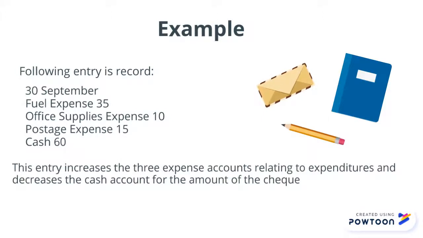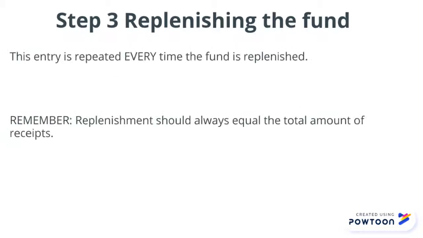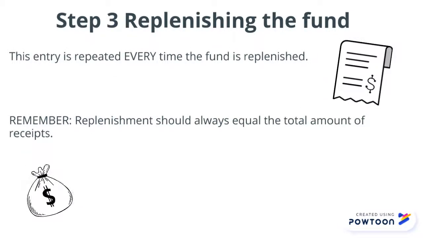The entry increases the three expense accounts relating to the expenditures and decreases the cash account for the amount of the check. Since Lily is recording the expenses resulting from fund use, the entry reduces assets and equity. This entry is repeated every time the fund is replenished. Remember, replenishment should always equal the total amount of receipts.